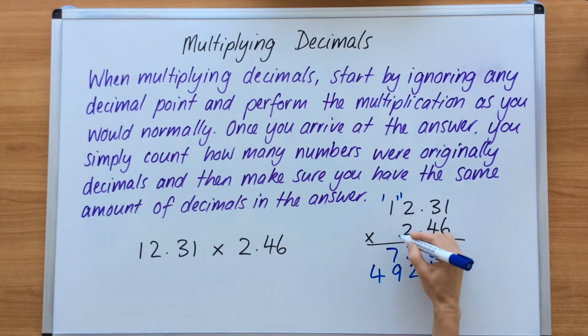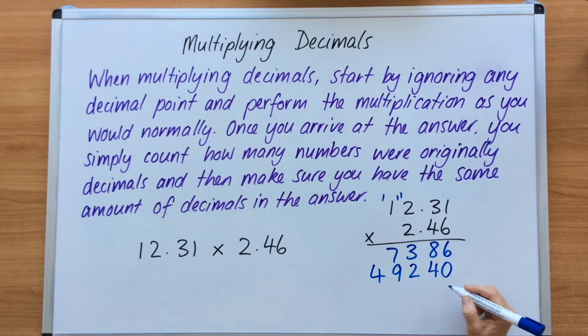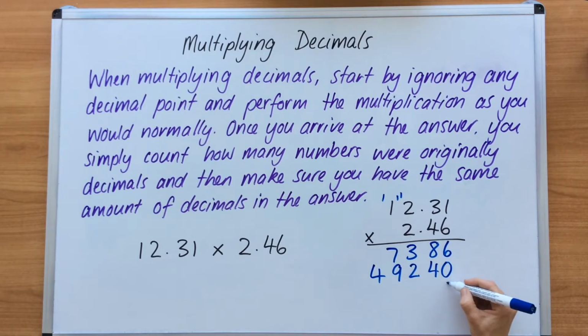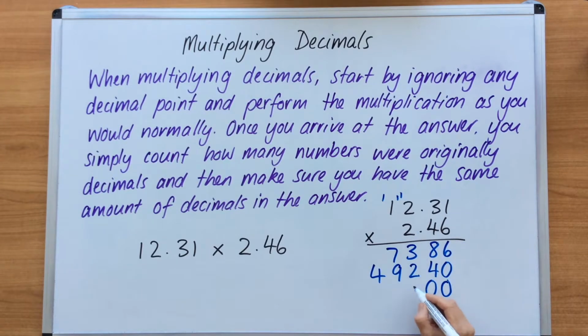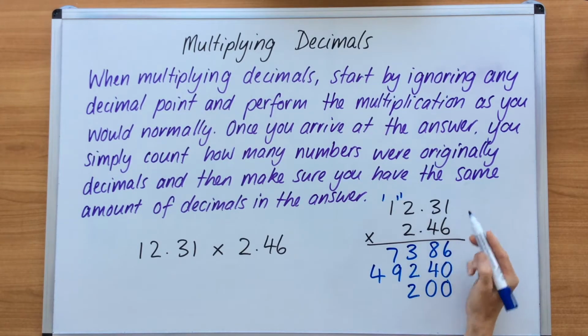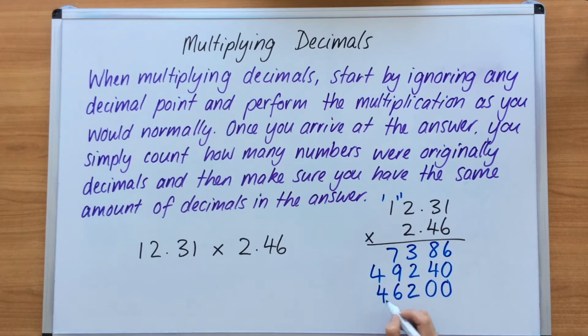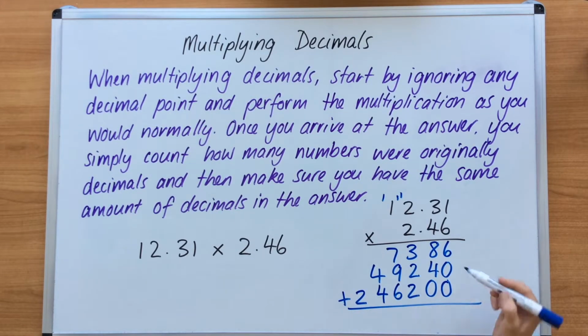Now I'm in the supposed hundreds column, and it's a hundreds column if I ignore the decimal points. So I put 2 zeros here. 2 times 1 is 2, 2 times 3 is 6, 2 times 2 is 4, and 2 times 1 is 2. I now have to add this all up.